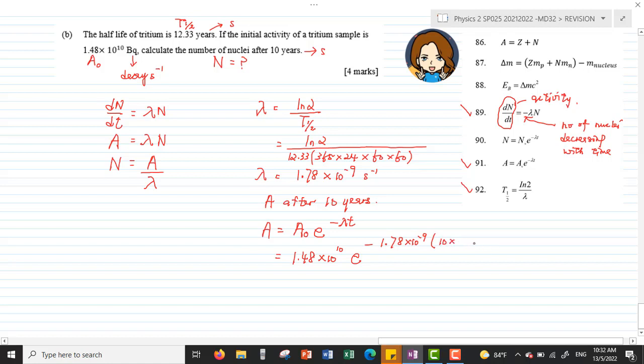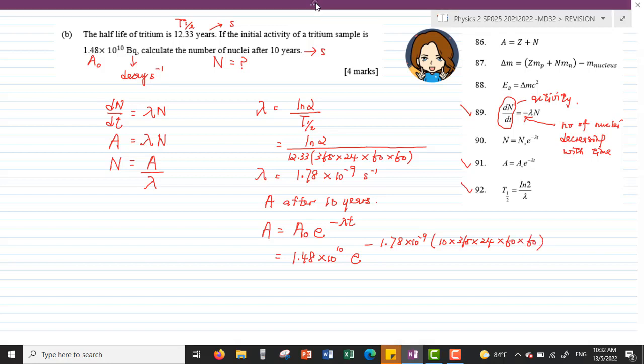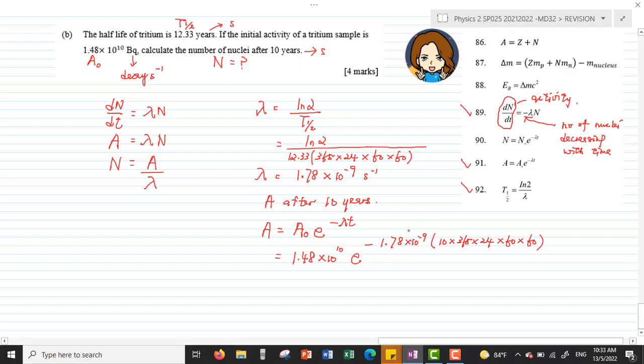So 10 years have to be changed to seconds. So I multiply 365, multiplied 24 hours, 60 minutes, 60 seconds. I have to change it to second. Why? Because take note our decay constant is per second, so our time must be in second. The unit must be consistent. Then we will get our activities after 10 years. When we do our calculations, the activity should be 8.44 to the power of 9 becquerel.